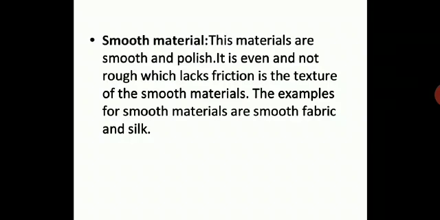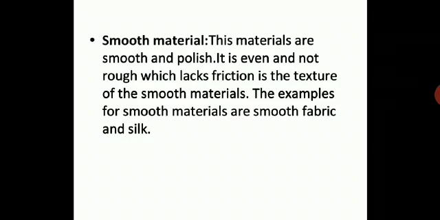Then smooth material. What is a smooth material? These materials are smooth and polished. It is even and not rough, and it lacks friction. That is the texture of a smooth material. It is even and not rough, so you can compare like that. It is an even surface, and it lacks friction. Lacks friction means it will not have friction.